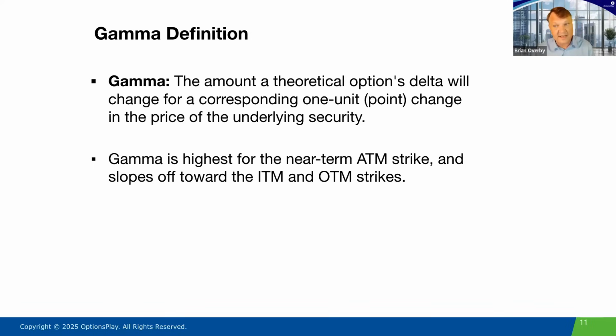So it's not like we're saying in the real world it does this, but in theory it does. In theory, it does it exactly like the real world. And that's exactly how gamma works. So obviously, gamma is highest for the near term at the money strike and slopes off towards in the money and out of the money strikes. And that's very true.